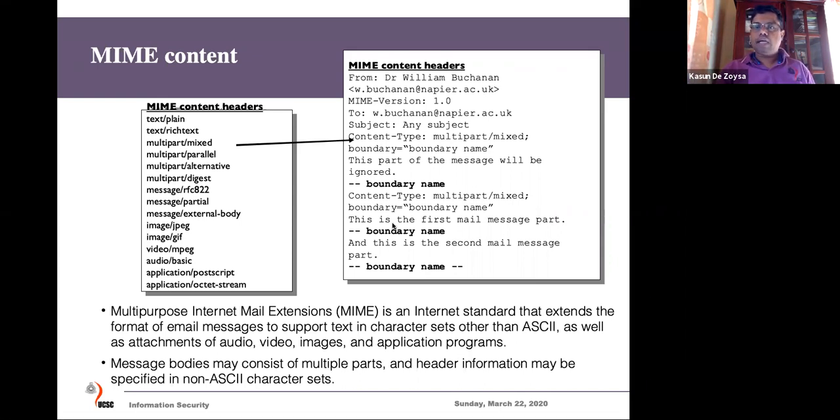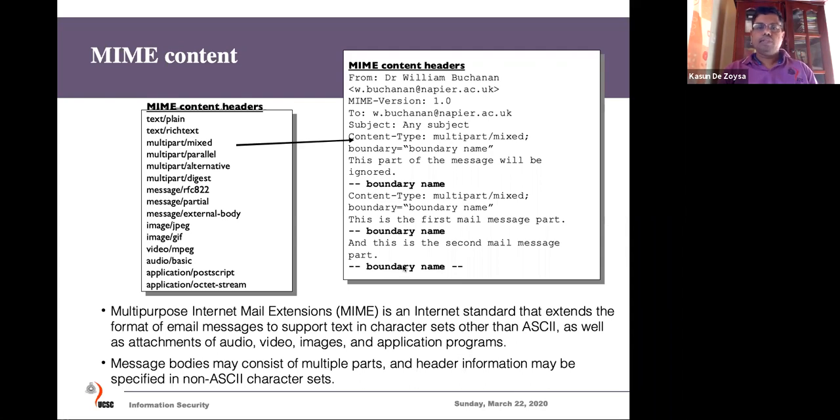So how does MIME identify those segments? They identify those segments using what we call labels or boundaries. For example, this figure shows a boundary name, and we can use any name there. Using this dash dash boundary name, they will clearly identify boundaries. So this is one part of the message and this is the other part of the message. Like that, we can have different parts in the same message. So that's how email gets structured.